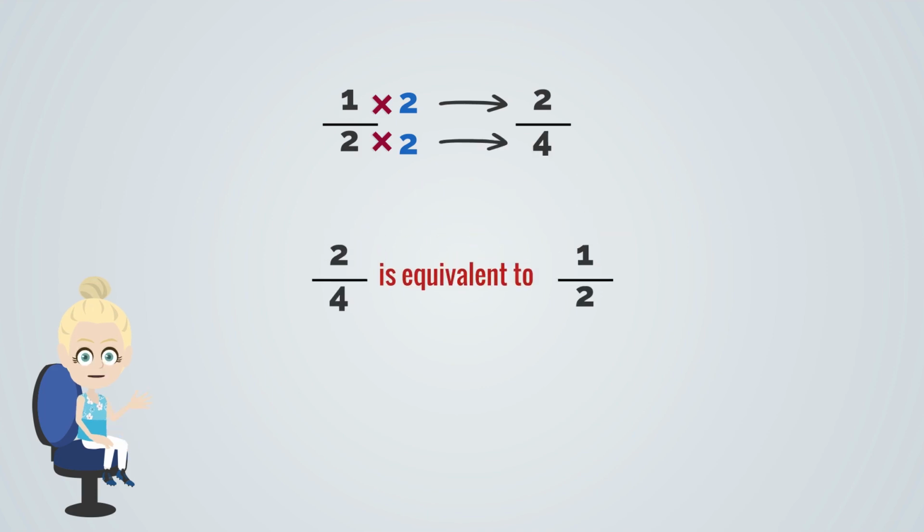For example, if I want to find the equivalent fraction for 1/2, I will multiply the denominator and the numerator with the same number. So let's multiply them with 2. 1 times 2 is 2, and 2 times 2 is 4. So 2 over 4 is an equivalent fraction to 1 over 2.